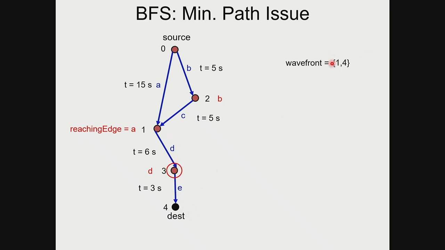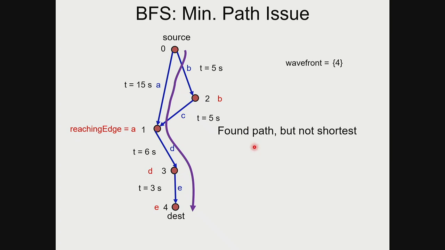Next, we are visiting 1. But again, we're not doing anything. We're not updating the reaching edge for 1 because we visited it before, right? So we check that visited is true, and we're not going to do anything. We remove it from the wavefront and just visit the next one, which in this case is 4. And we found our path. Our breadth first search told us that a path exists already.